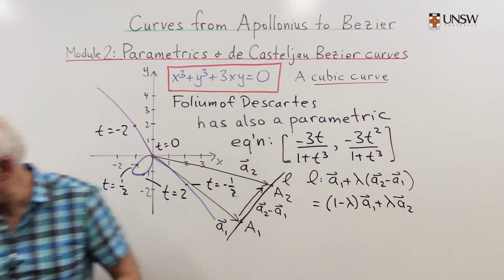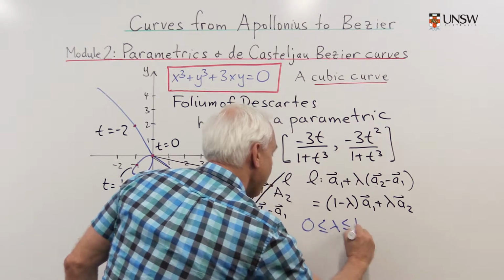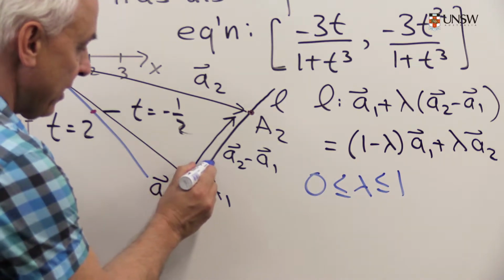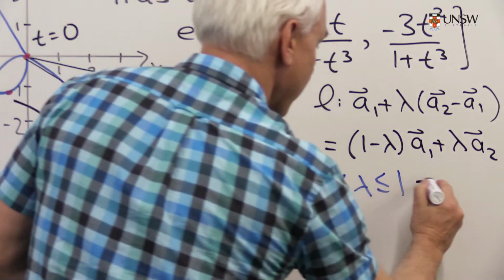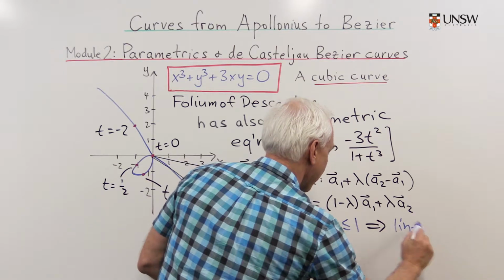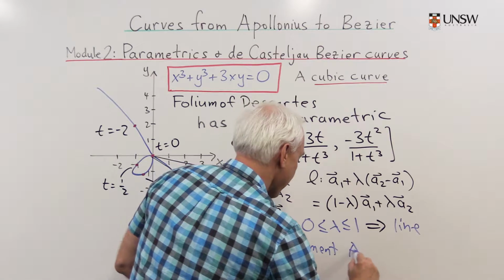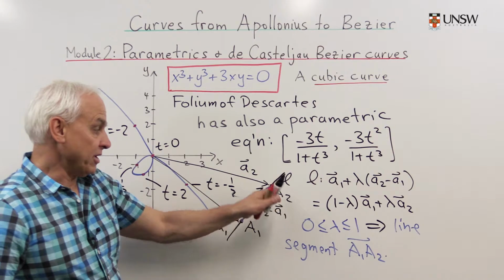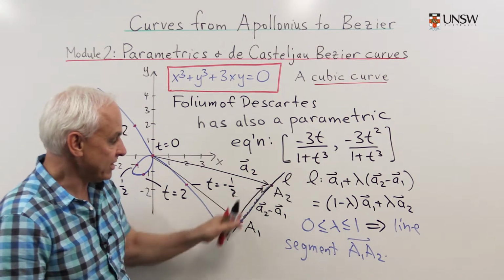In the special case when the parameter lambda is between 0 and 1, then we're just getting the line segment between A1 and A2. However, if lambda is bigger than 1 or less than 0, then we're getting points outside this line segment.